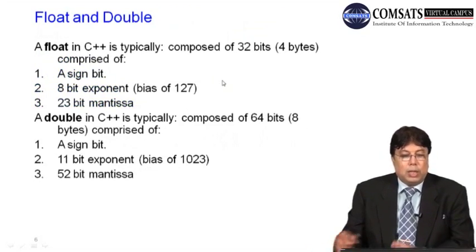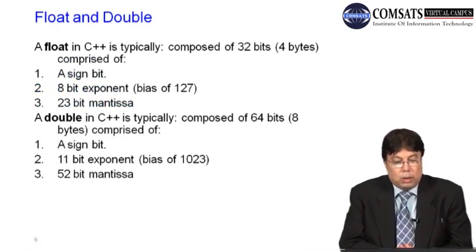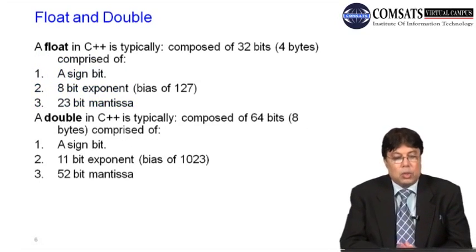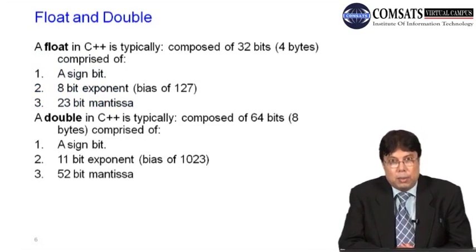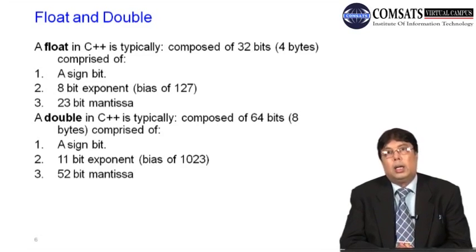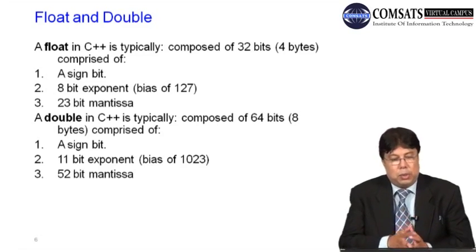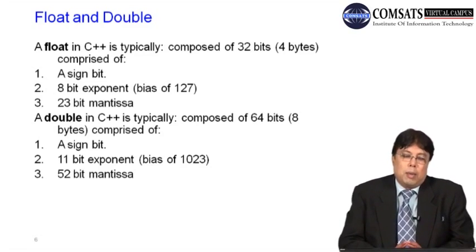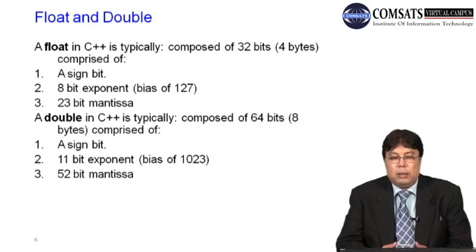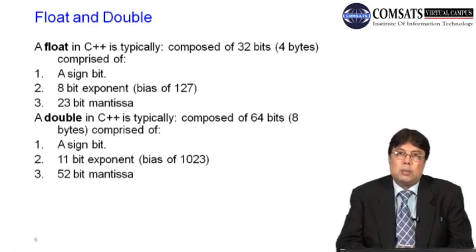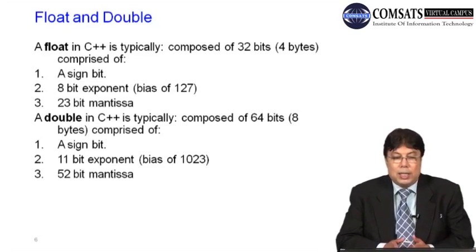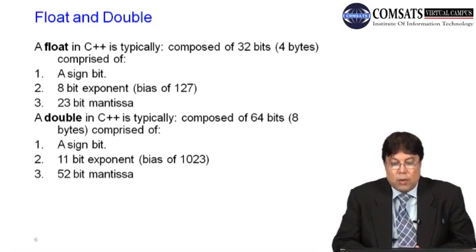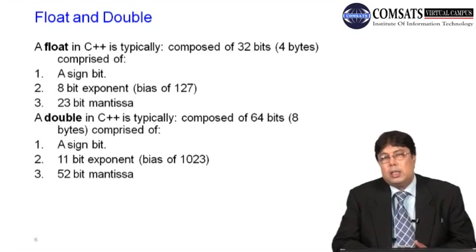number system. So let us take this particular example, and see how float and double are stored inside the computer. If we are talking about a floating point number in C++, typically a floating point number is composed of 32 bits, meaning 4 bytes. Now what is the distribution of these 4 bytes? 4 bytes means 32 bits. This is a convention that 1 byte is 8 bits.